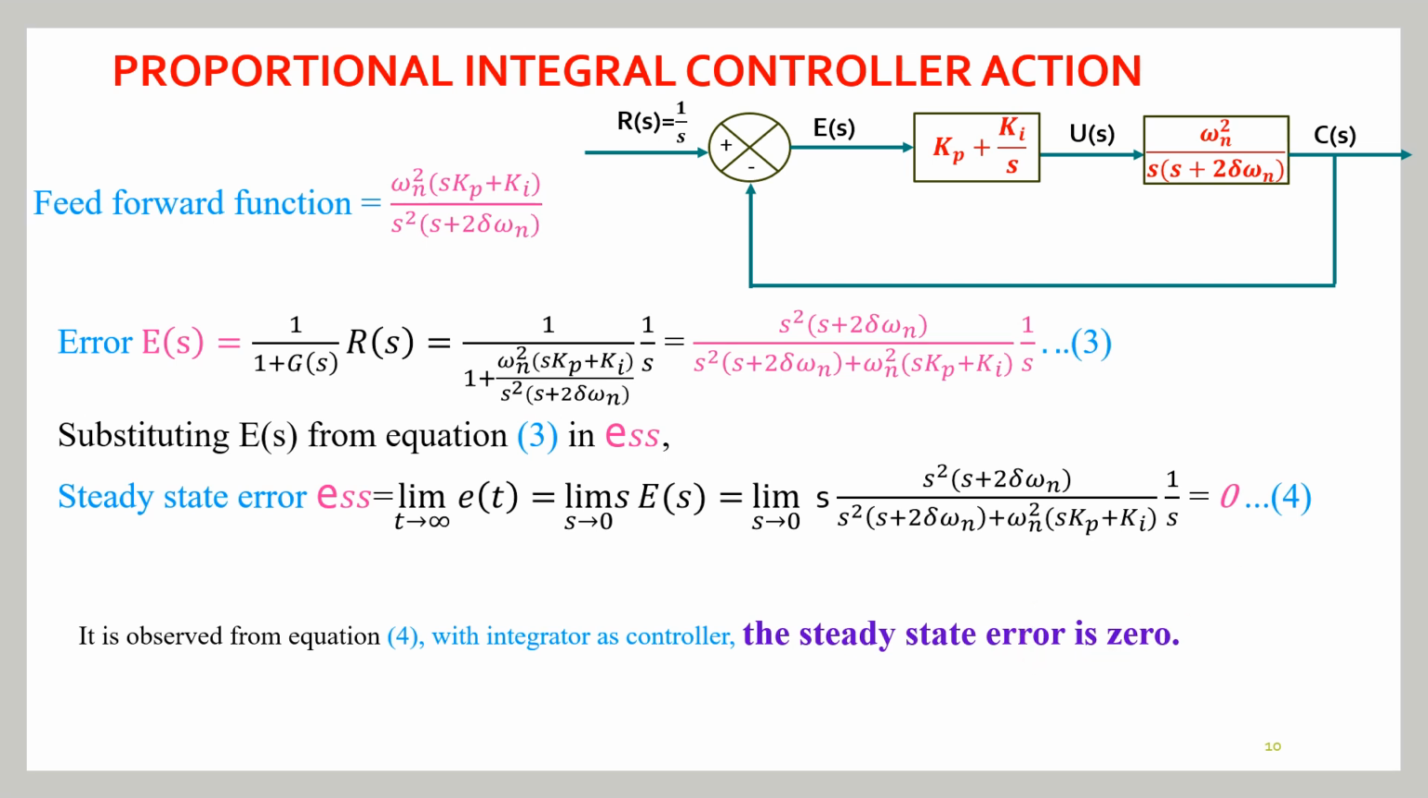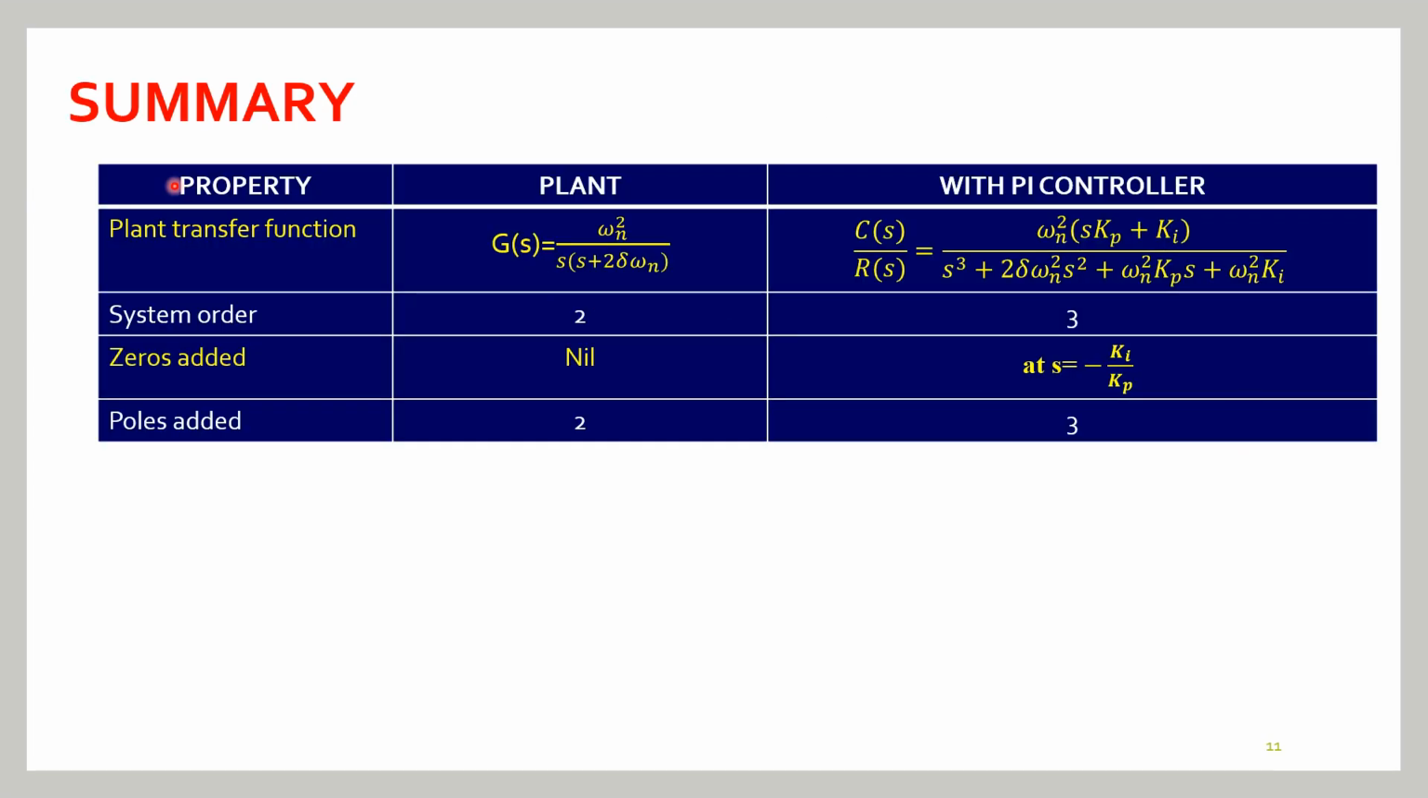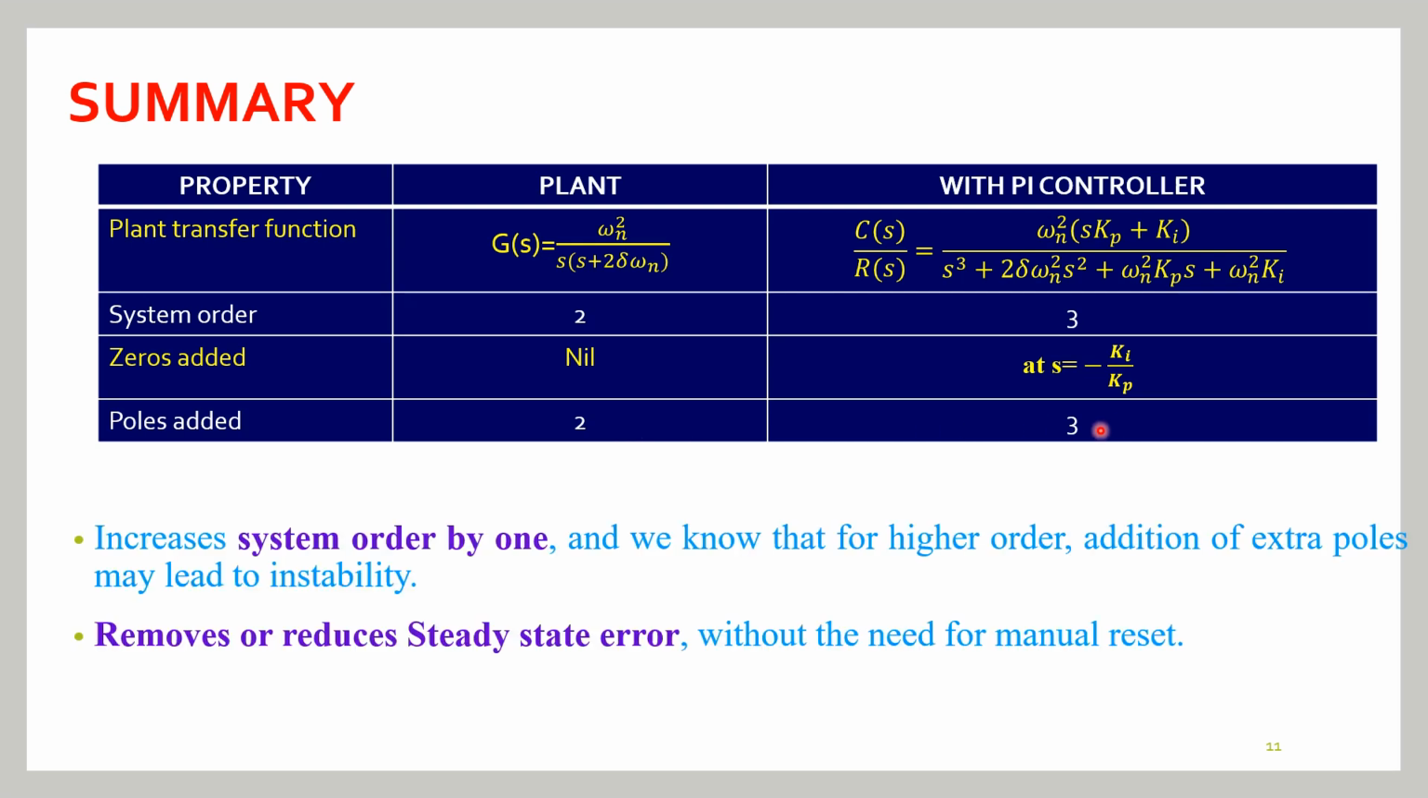It also increases the order of the system. It introduces a zero to the system. So let us summarize the concepts: the open loop system, and the closed loop system with the PI controller. Initially the order is 2, now the order is 3. Initially we don't have zeros, now the zero is located at minus Ki by Kp. Initially the open loop system has 2 poles, now the poles increase to 3. So this is the summary of the PI controller: it reduces the steady state error, or makes it become 0, increases the order, and introduces a zero.